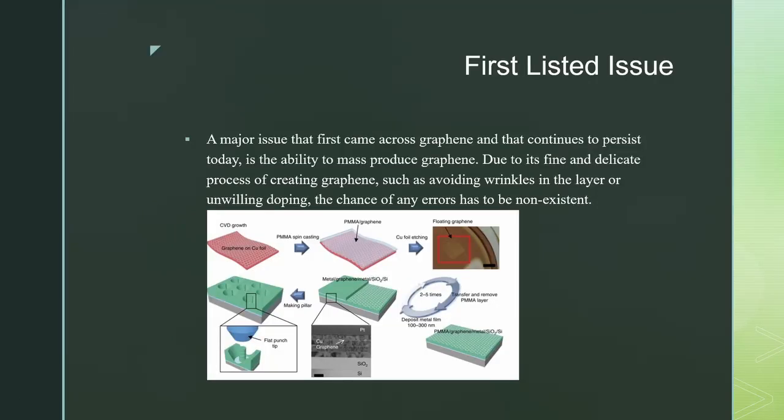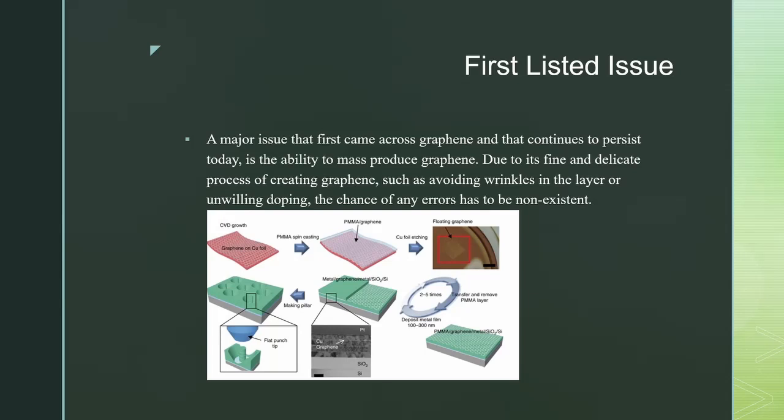The first listed issue with graphene is its ability to be mass produced. It has a fine and delicate process, as shown below in the photo here. When producing graphene, errors such as wrinkles in its single layer or unwanted doping must be avoided in order for graphene to work as intended. Unfortunately, in a mass-producing environment where a machine must exfoliate graphene mechanically with force, it has a huge potential of ripping it. Such errors will occur and always occur, thus making its manufacturing process harder.